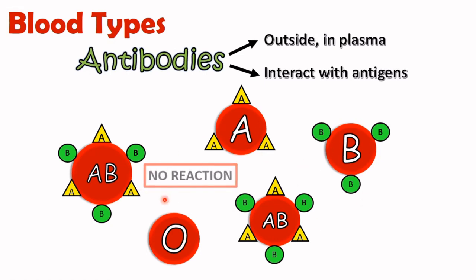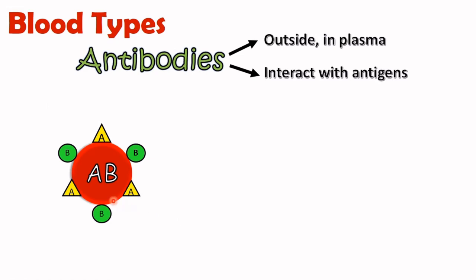That's why AB is known as the universal recipient, meaning that the AB blood type can receive from any kind of type of red blood cells.